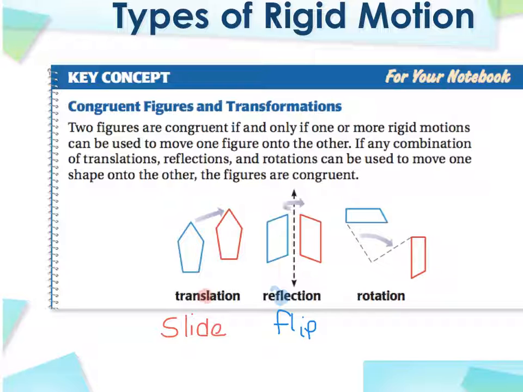And then the last one, it's got the two T's in the middle. So this would be a turn. A rotation is like turning the figure. So we have a reflection, translation, and rotation. Again, whenever we do any of these transformations, our figure is going to stay the same size and the same shape.